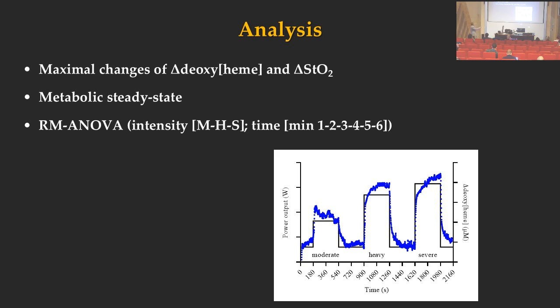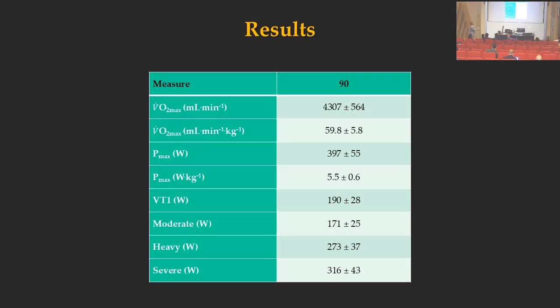And we assessed, first of all, the maximum change from baseline to the maximal values, which is in the heavy and severe domain at the end, last 30 seconds. But in the moderate domain, it was always, and we come to the details a little bit later, here at the very beginning. And we also divided each intensity domain into 1 minute bins to assess whether or not there is a sustainable metabolic steady state. Again, these are the results. You can have a look at this later.